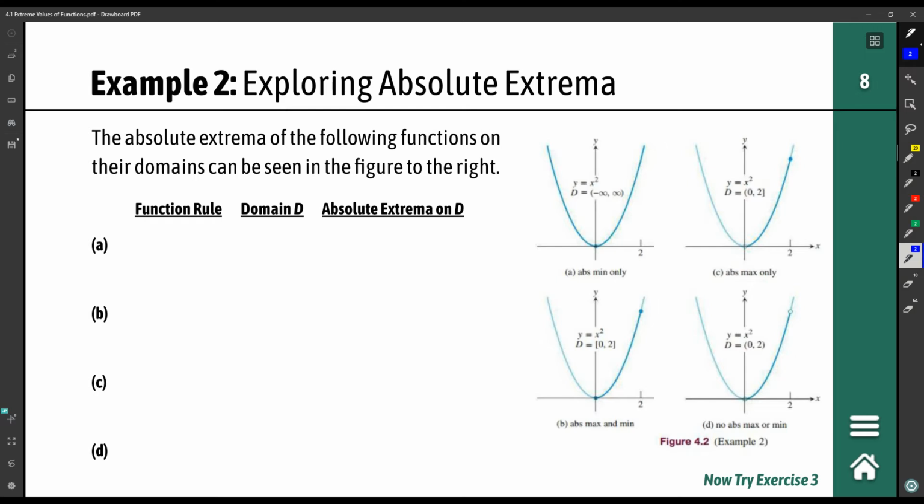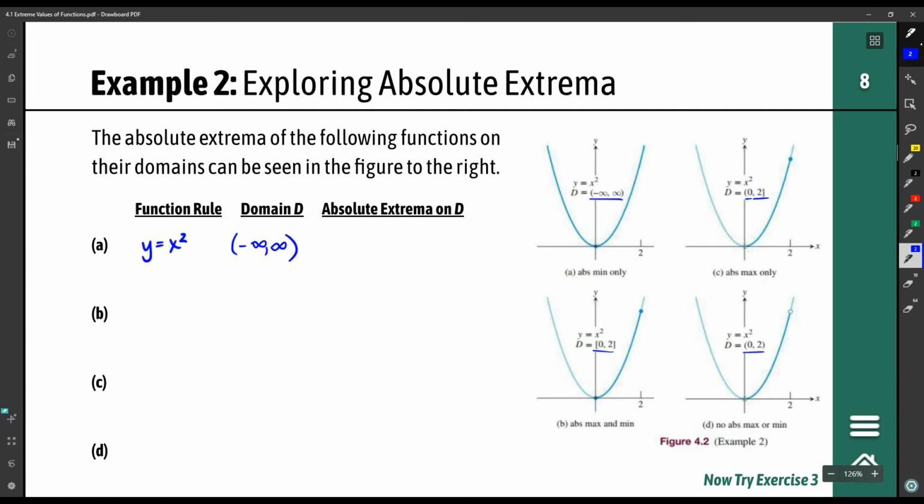So in part A, we're looking at a domain of -infinity to infinity. For part B, a closed interval from 0 to 2. Part C, an interval of 0 to 2, but we're open on the 0 and closed on the 2. And then finally, an open interval from 0 to 2 on part D. So the function rule for part A is y equals x squared. The domain is -infinity to +infinity.